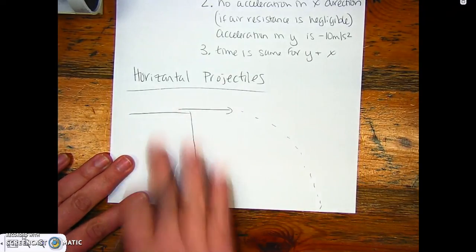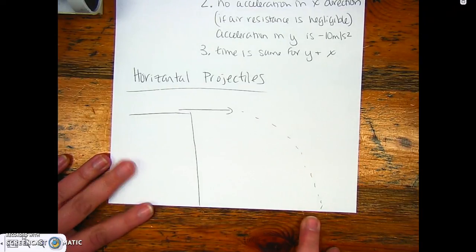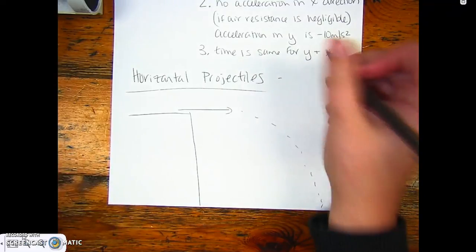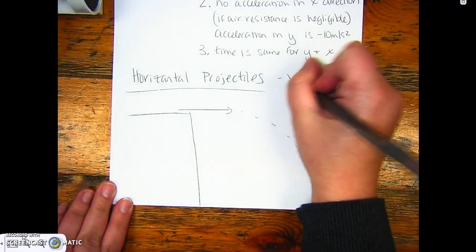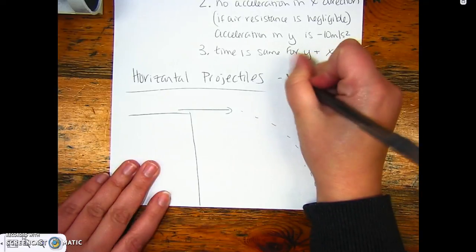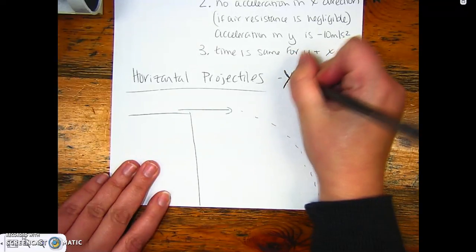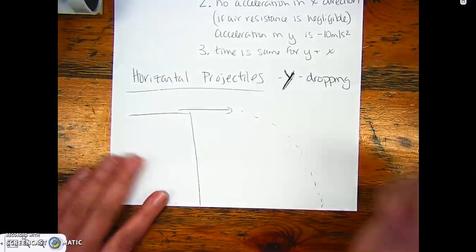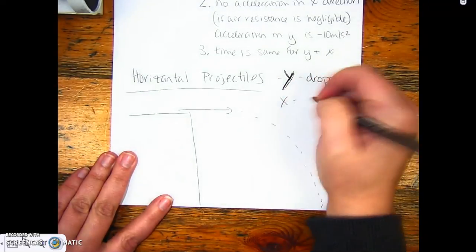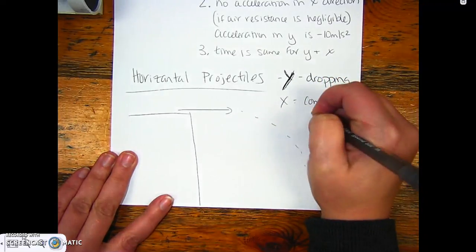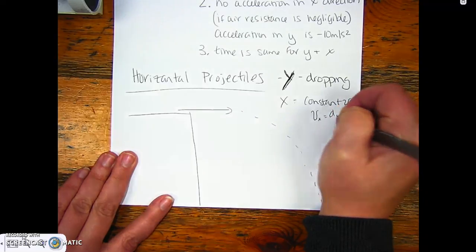Horizontally off a table and flying horizontally until it hits the ground. When we do horizontal projectile problems, this is first treated in the y direction like it's a dropping problem. And then in the x direction, it is going at a constant velocity, so we use Vx equals dx over t.